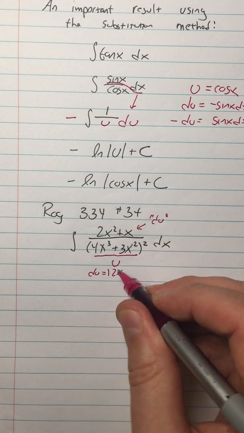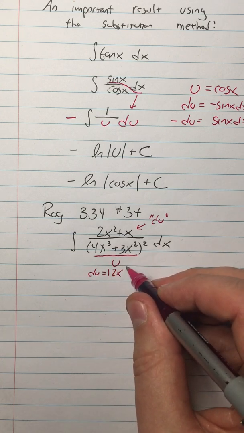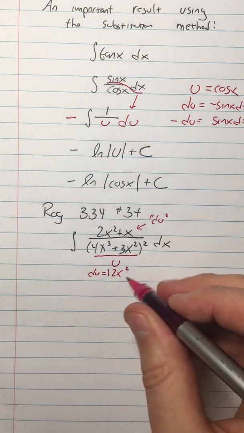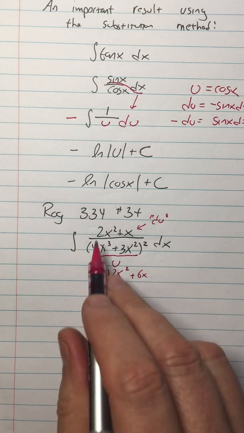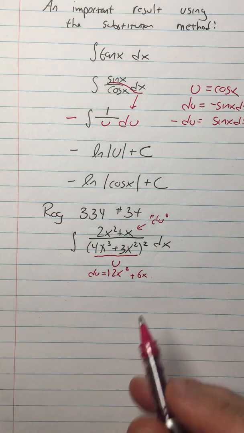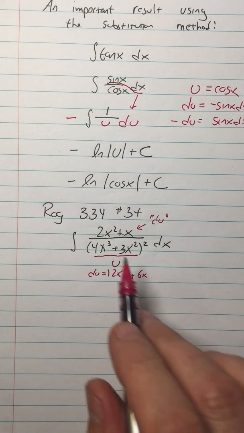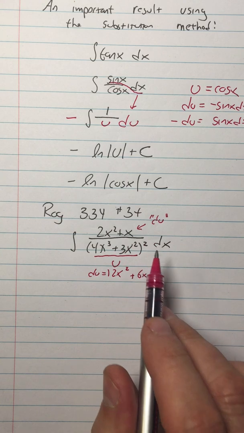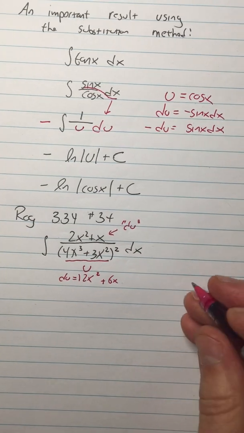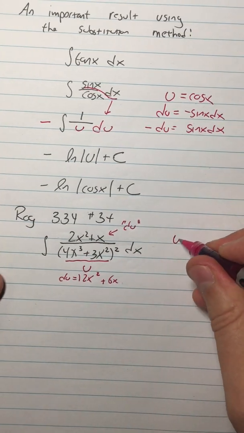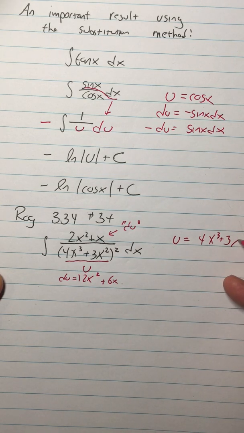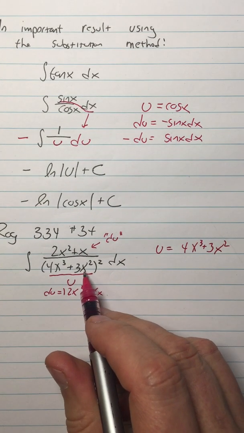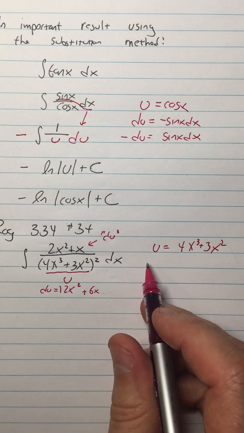Well, du here would be, and this is just scratch work, thinking out loud, 12x squared plus 6x. Now if I divide all that by 6, I get 2x squared plus x. So that is a constant multiple of what I have up here that's du-ish. That tells me it's going to work to use u equals my denominator, 4x cubed plus 3x squared. I'm going to leave the square out of it, and essentially I'm going to have 1 over u squared, or u to the negative 2.